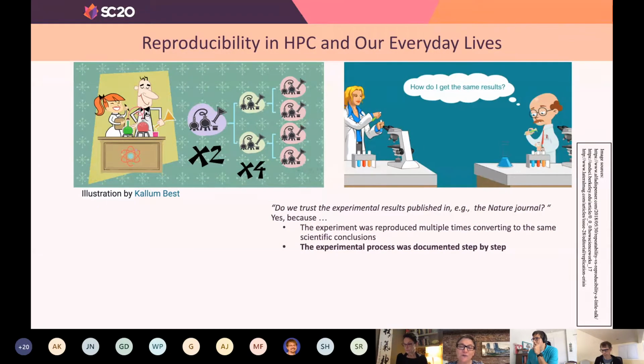Another aspect of what we have in a paper article in a journal like Nature and Science is that the experimental process that generates these results is rigorously documented step by step.